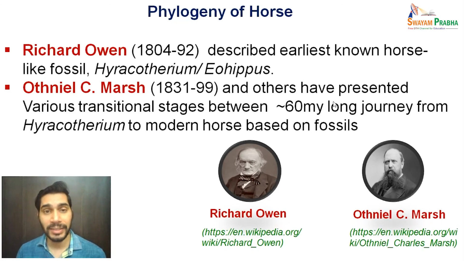And this history is of around 60 million years. The first horse fossil which we found has been predicted to be around 60 million years old. So from this 60-million-year-old fossil, Hyracotherium, to the modern form, Equus, how the horse has evolved through various transitional stages has been presented by Othniel C. Marsh. So that is why we are considering these two people here.